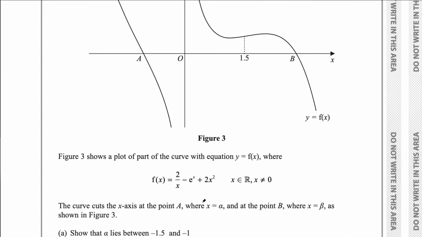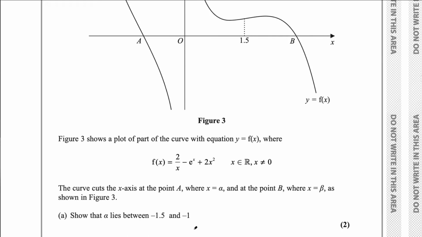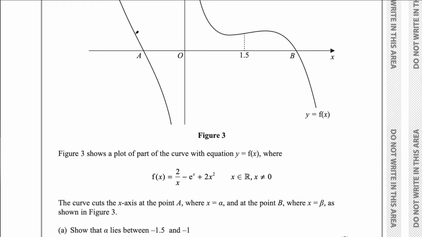Okay, so let's have a look where A is up here, and that's where x equals alpha. So to show that there is a root there, or that the graph cuts the x-axis, we can find f of negative 1.5 and f of negative 1, and if the signs change, if f of x goes from positive to negative, then we can say that alpha lies between those two values.